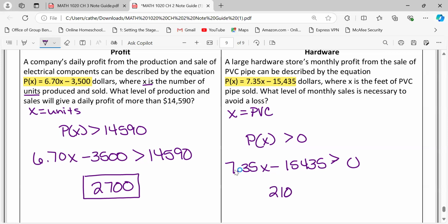So they would have to sell more than 2,100 feet of PVC pipe in order to avoid a loss, in other words, to make a profit. That is the end of section 2.4.